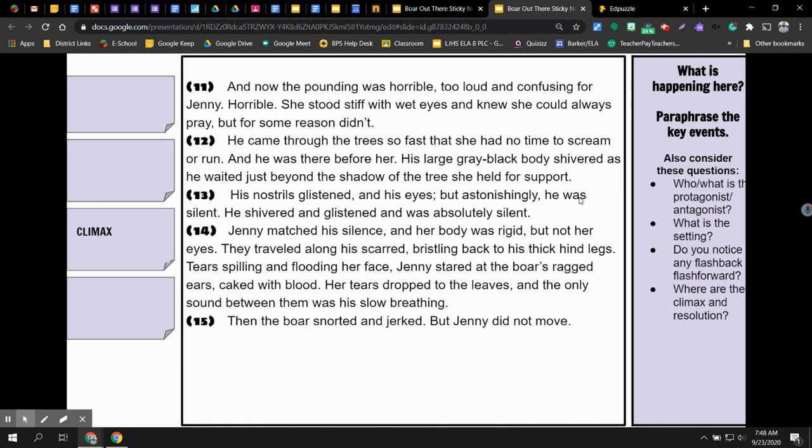So maybe describe what happens here in the climax. What is it that Jenny suddenly realizes, right? And then lastly, what happens in line 15? So I would like for you to try to give me 4 responses for this point. Ready, set, go.